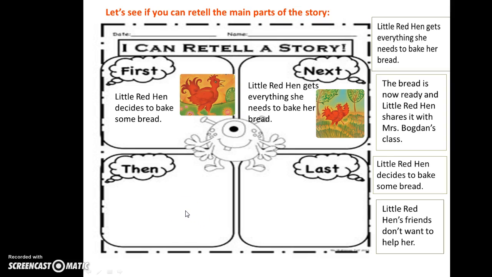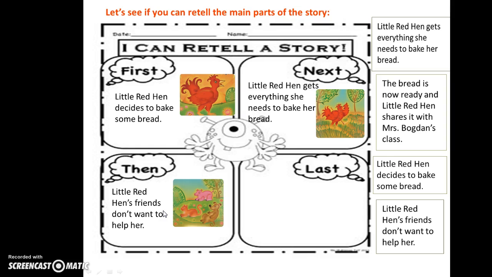Then, I wonder what happened then. Let's look at our picture. It's a picture of cat, dog, and pig, and they are just sitting there. Let's look at our 4 choices here and choose one. Little Red Hen's friends don't want to help her. Did you choose that one? Yeah. Good job.